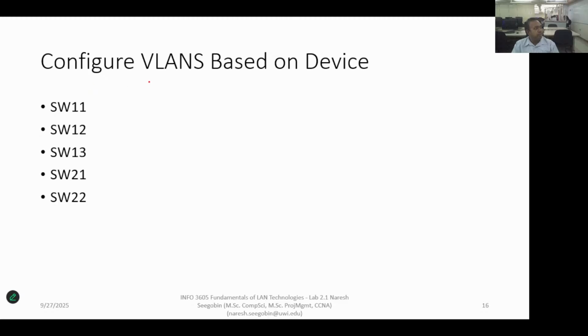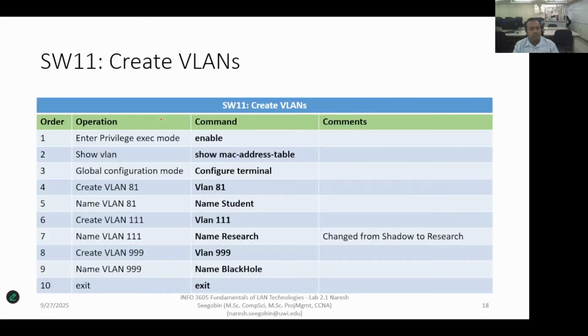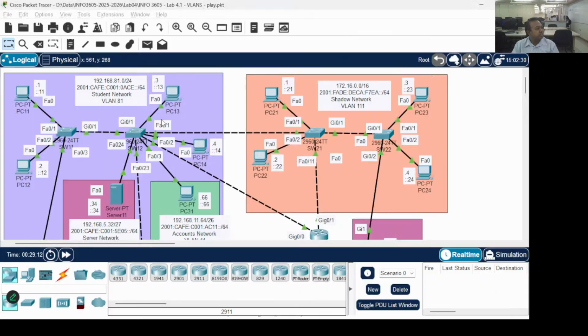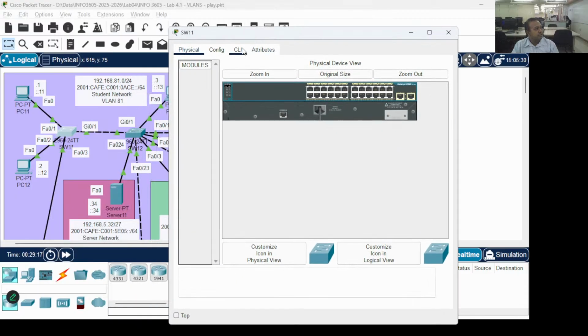And now we're going to configure VLANs based on device. So we're going to each device. So now we're into the real CLI. Configure switch 11, create VLANs. So now we're really into it. So I'm just going to click. It's going to pop up on the other screen. That's fine. CLI.